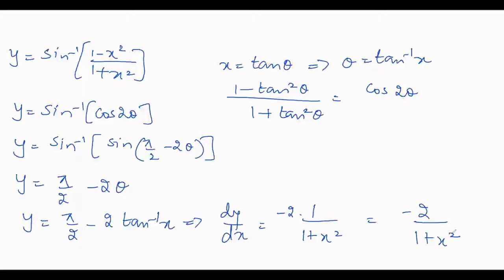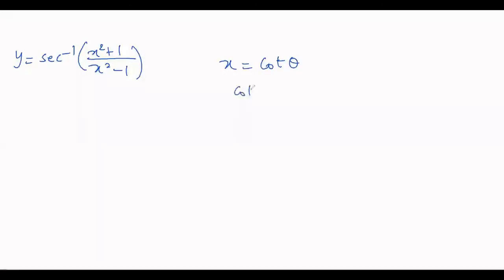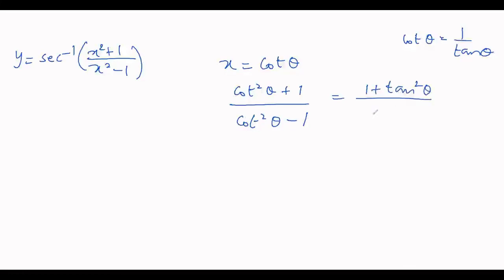Okay. Next question. y is equal to secant inverse of x squared plus 1 over x squared minus 1. So based on this expression, I'm going to choose a substitution. x is equal to cot theta. So I get cot squared theta plus 1 over cot squared theta minus 1. So this, if I express cot theta as equal to 1 by tan theta, I can rewrite this as 1 plus tan squared theta divided by 1 minus tan squared theta.